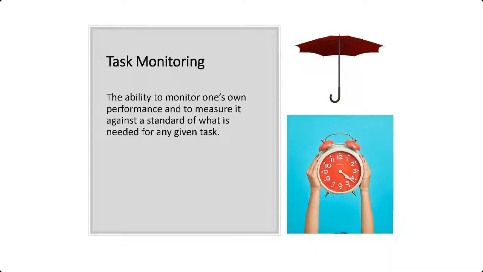Number 4, task monitoring. The ability of a student to monitor their own performance and to measure it against a standard for the given task. So you see this in a student who gets working and their head's down on a test and the bell rings and they're absolutely shocked because they're only on problem 2 or 3 of 8 and didn't know that they should have been going on further.